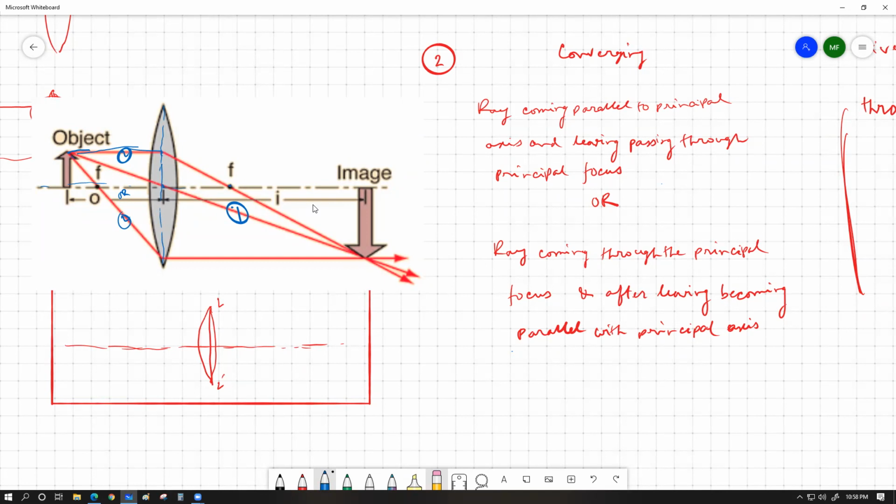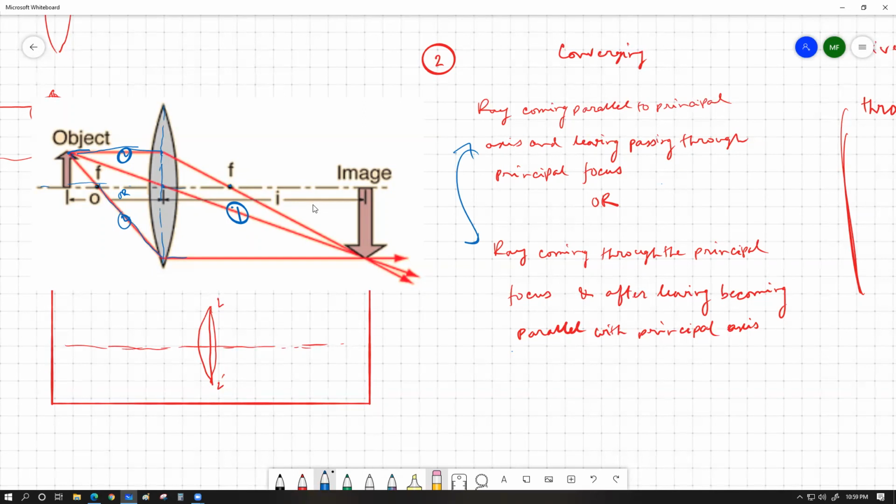You have to draw either this line, or you can draw a line that comes from the tip of the object, goes to the principal focus, and falls onto the lens, and then after passing through the lens it becomes parallel to the principal axis. So, a ray coming through the principal focus and after leaving becoming parallel with the principal axis. This is basically the same version. I mean, these are just the two opposite sides of a coin. If it is coming parallel with the principal axis, after going to the lens it goes to the principal focus, or if it comes through the principal focus, after passing through the lens it becomes parallel. You have to choose either of these two for the converging lenses.